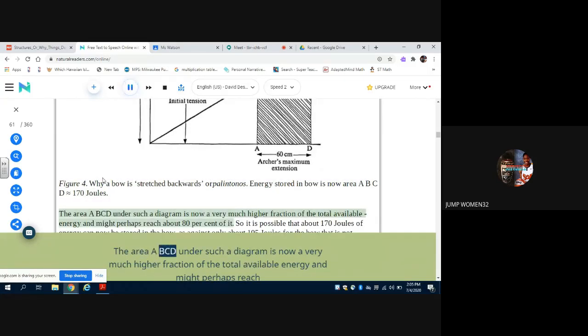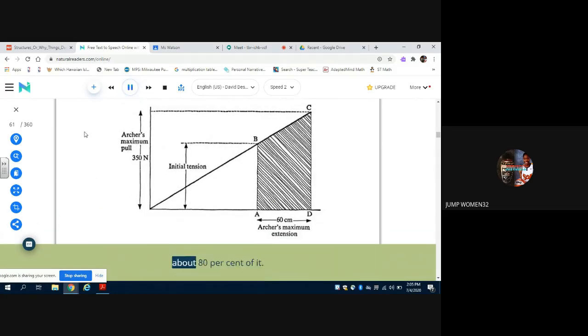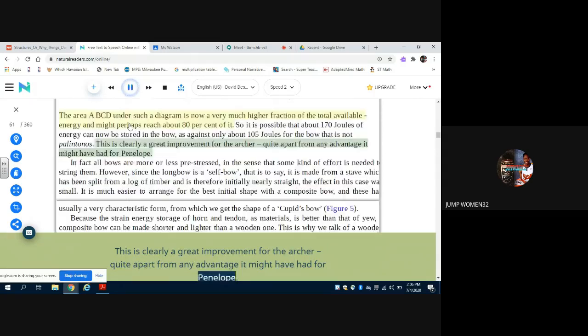The area ABCD under such a diagram is now a very much higher fraction of the total available energy and might perhaps reach about 80% of it. So it is possible that about 170 joules of energy can now be stored in the bow, as against only about 105 joules for the bow that is not palintonos. This is clearly a great improvement for the archer, quite apart from any advantage it might have had for Penelope.